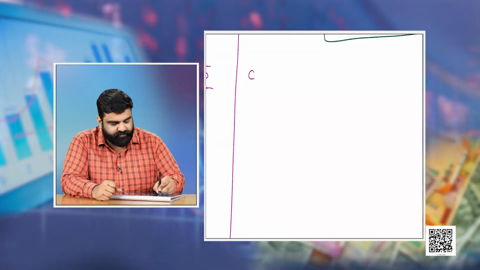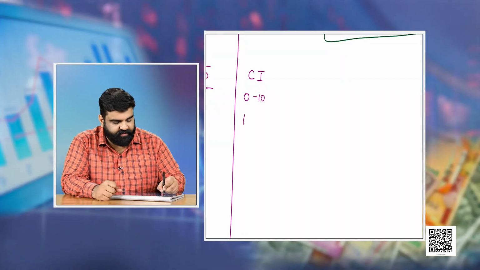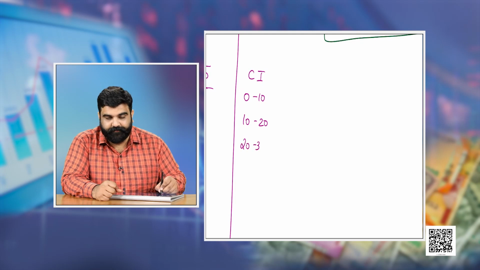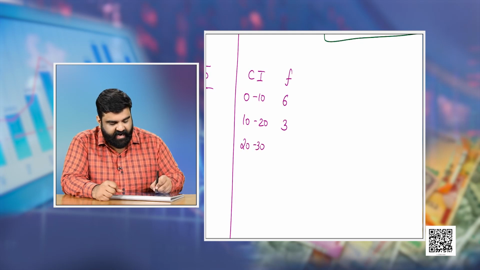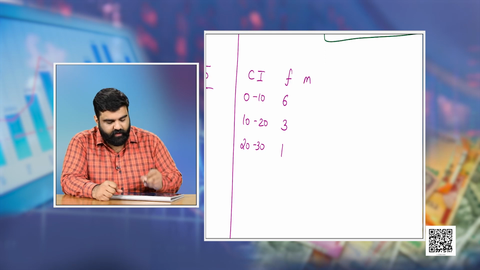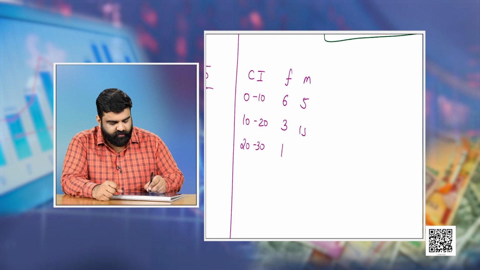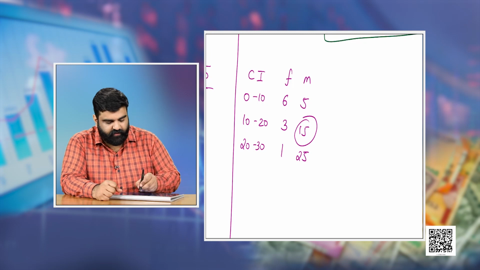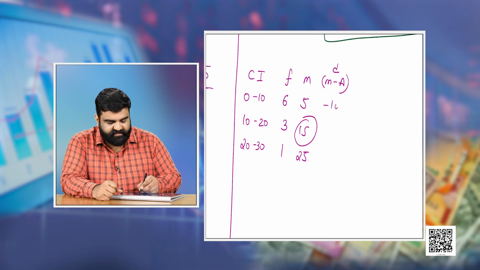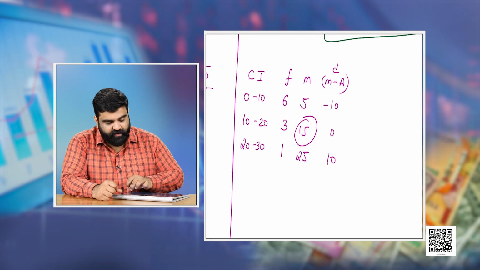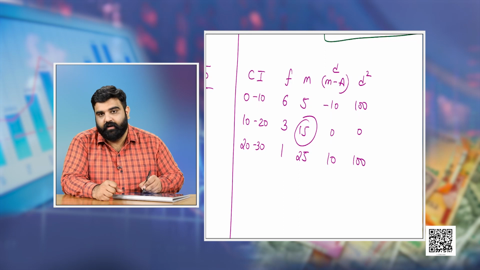Now let us do this question by another method, which is the shortcut method. So let me write the question first. So we have 0 to 10, 10 to 20 and 20 to 30. The frequencies are 6, 3 and 1. According to assumed mean method, we assume a mean. So let us assume the mean as 15. So first of all, I will calculate the deviations from assumed mean and call it as d. So I have minus 10, 0 and 10. Now let me calculate d square, which will be 100, 0 and 100.